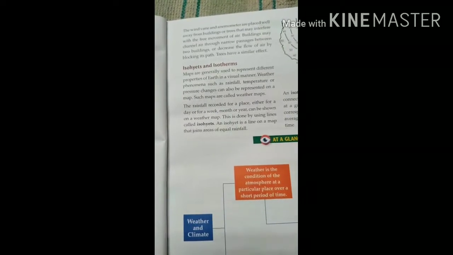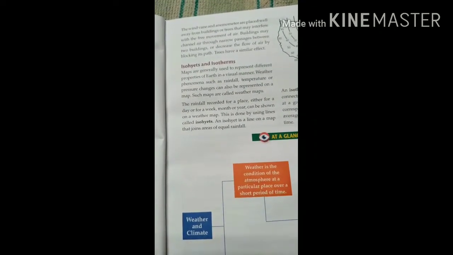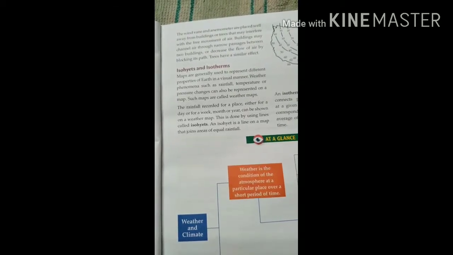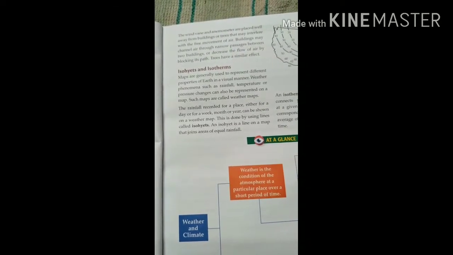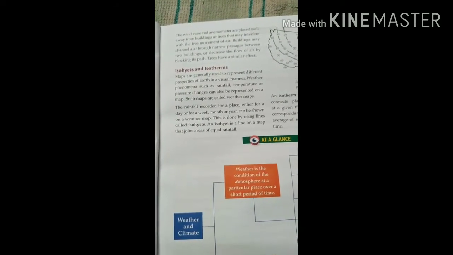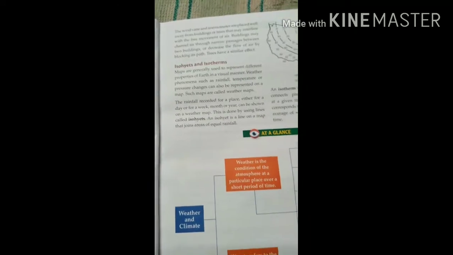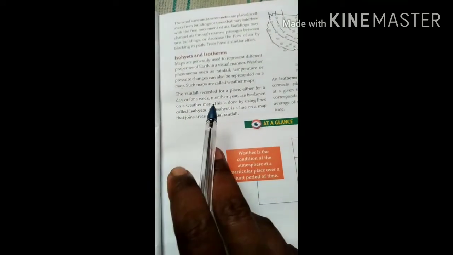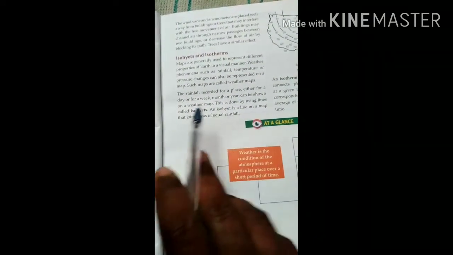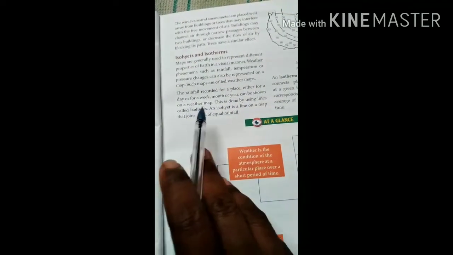Now, isohyets and isotherms. Maps are generally used to represent different properties of Earth in a visual manner. Weather phenomena such as rainfall, temperature, and pressure changes can also be represented on a map. Such maps are called weather maps. The rainfall recorded for a place, either for a day or for a week, month or a year, can be shown on a weather map.